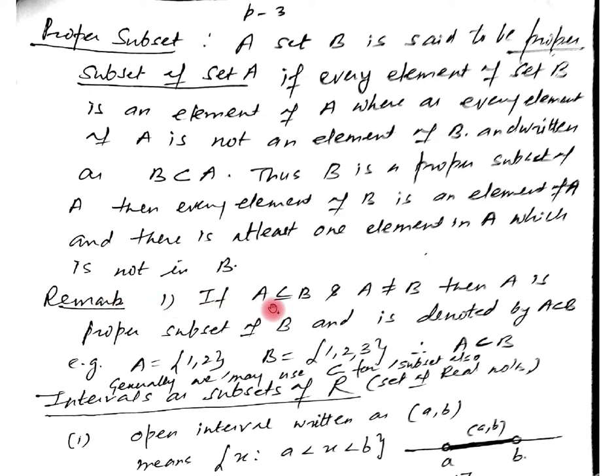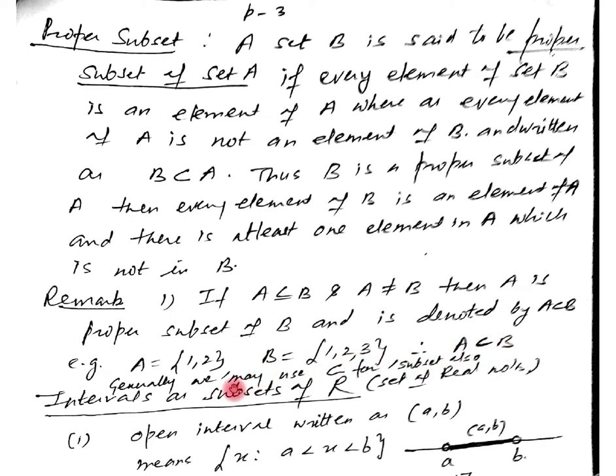Now if A is a subset of B and A is not equal to B, then A is called a proper subset of B. Is it? Because A is not equal to B. A is a subset of B and A is not equal to B. Then A is the proper subset of B and is denoted by A proper subset of B. Now for example, A is {1, 2} and B has elements 1, 2, 3. Now every element of A is in B, but every element of B is not in A. So A is called the proper subset of B. We are removing the sign of equality here. So A is a proper subset of B.